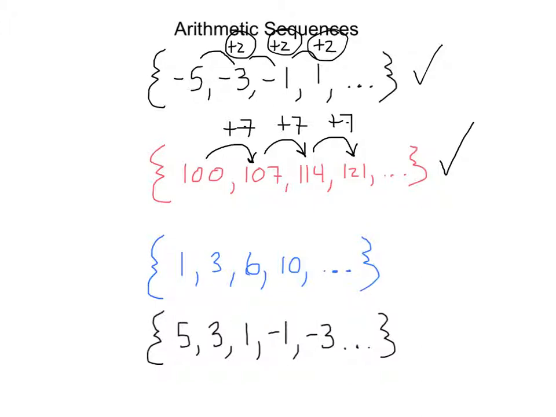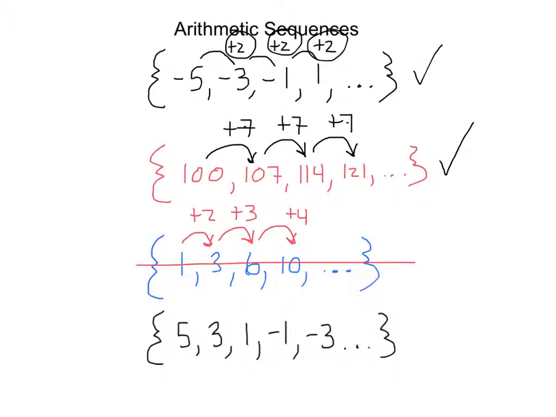Okay, on the next one, I'm going from 1 to 3. That's an addition of 2. And I'm going here from 3 to 6. That's an addition of 3. And I'm going here from 6 to 10. That's an addition of 4. Am I adding the same amount each time? No. Then it is not an arithmetic sequence.